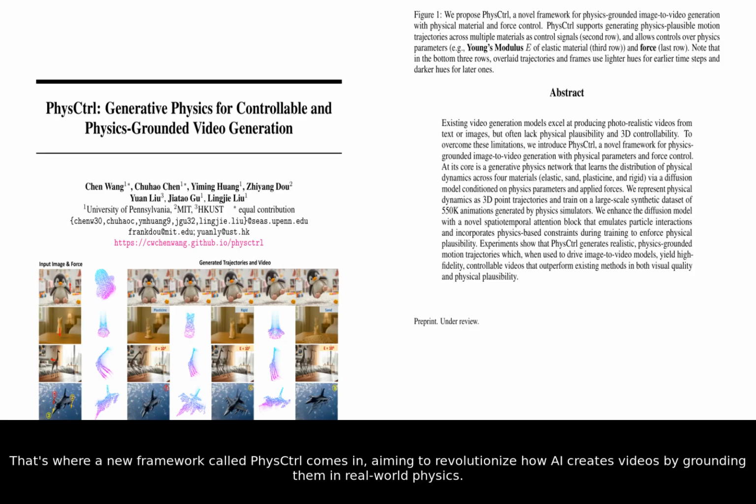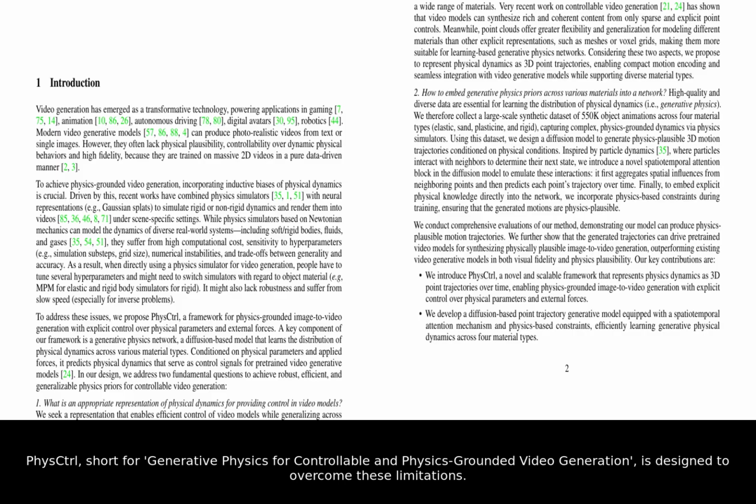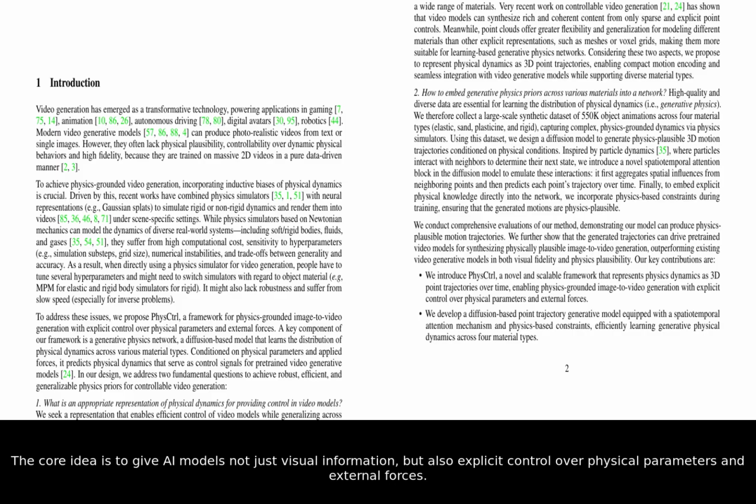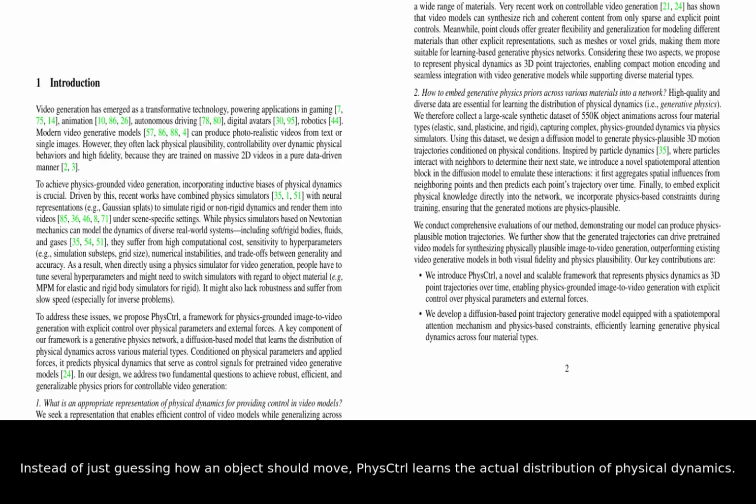That's where a new framework called PhysCtrl comes in, aiming to revolutionize how AI creates videos by grounding them in real-world physics. PhysCtrl, short for Generative Physics for Controllable and Physics-Grounded Video Generation, is designed to overcome these limitations. The core idea is to give AI models not just visual information, but also explicit control over physical parameters and external forces. Instead of just guessing how an object should move, PhysCtrl learns the actual distribution of physical dynamics.